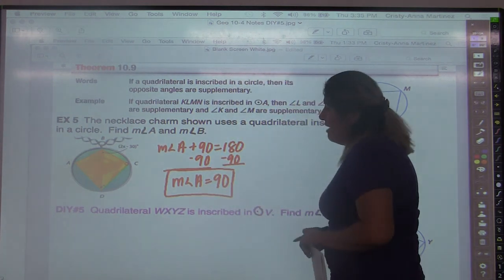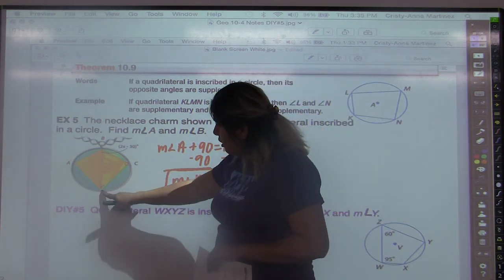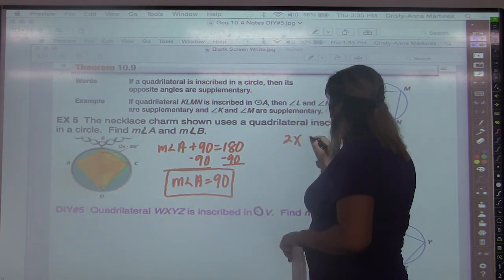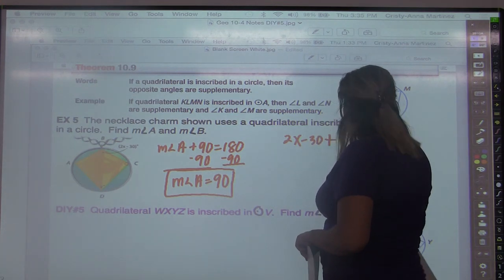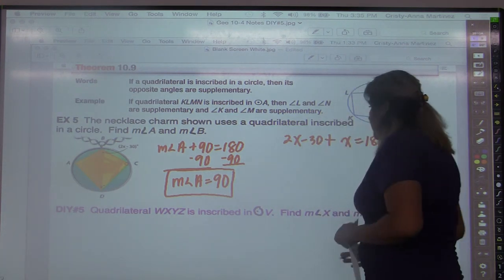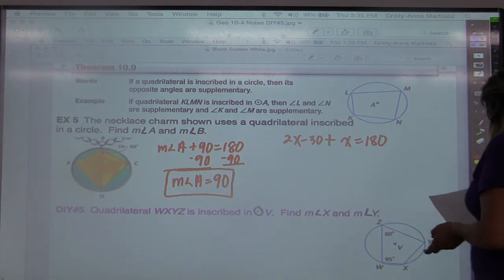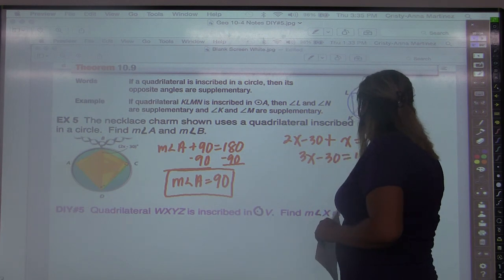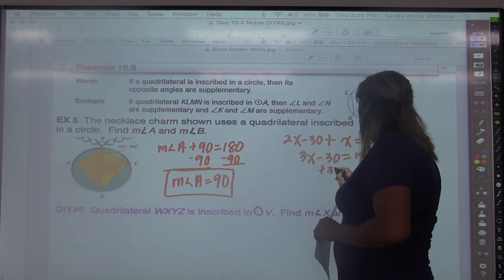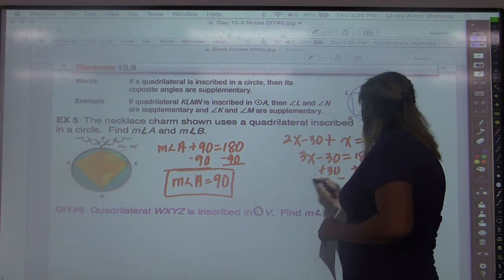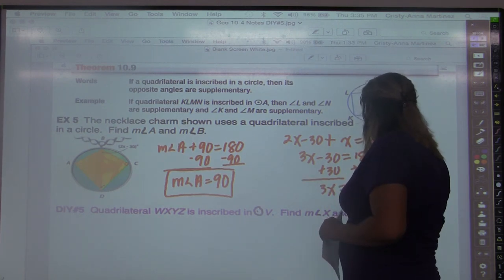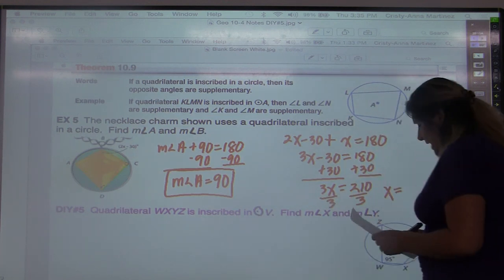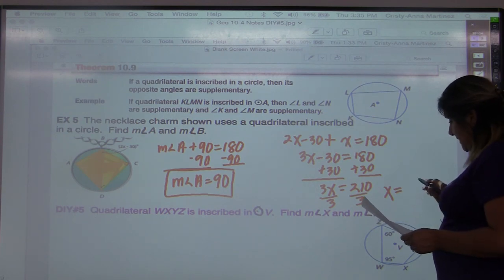For part B, we have somewhat the same scenario, only this isn't marked 90, this is marked x, and this one's marked 2x minus 30. So we're going to say 2x minus 30 added to x should equal 180. And we get our algebraic equation like that. And so when we combine our x's, we get 3x minus 30 equals 180. If we add 30 to both sides, then we're going to get that 3x equals 210. And when you divide by 3, x actually equals 70.